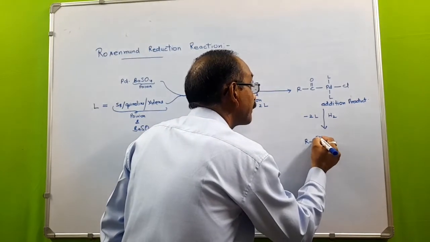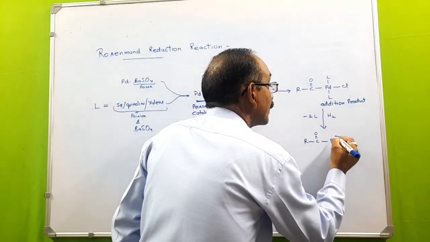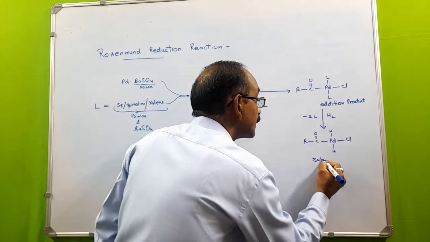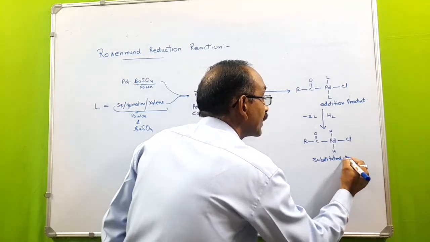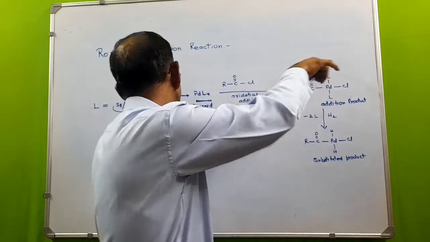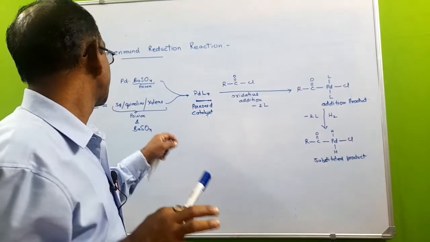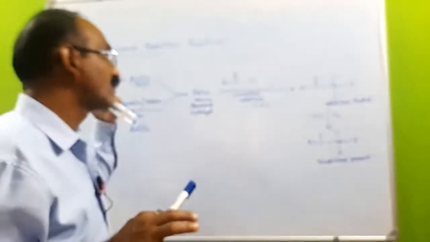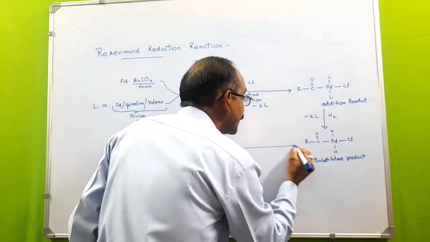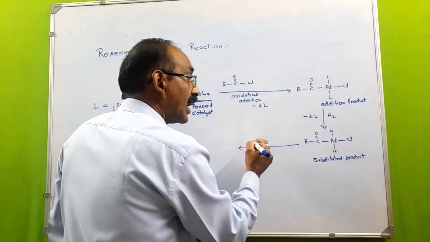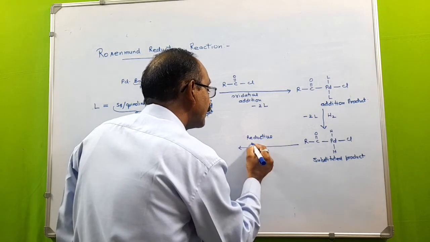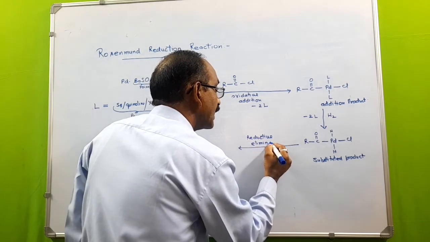and we will get this type of substituted product. Here these adsorbed poison molecules, it may be sulfur, it may be quinoline, it may be BaSO4, it may be xylene, these are replaced by the hydrogen. And now finally this substituted product undergoes reductive elimination reaction.